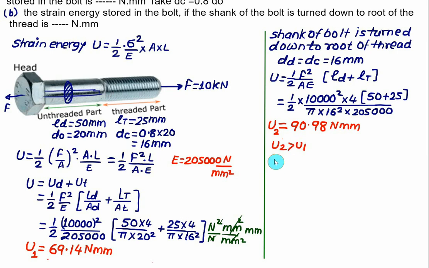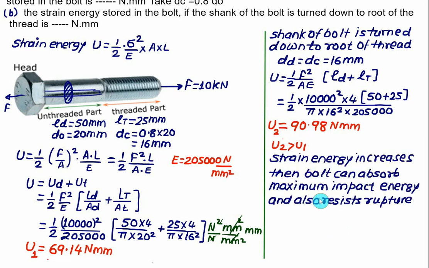So it is always better to grind the unthreaded part to the same diameter as the core, or we can make the cross section area of the unthreaded part equal to the threaded part, so that our strain energy will increase. And if the strain energy increases, then the bolt can absorb the maximum impact energy and also resist rupture. So this method is normally preferred whenever we are using a bolt where impact will take place.